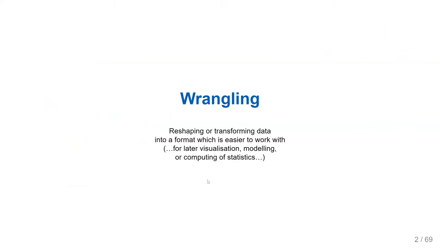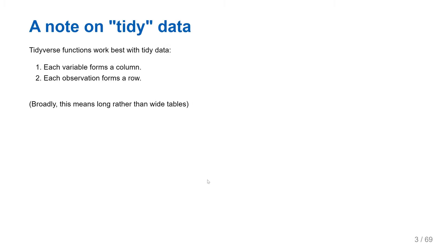Cool, so wrangling refers to reshaping or transforming data into a format which is easier to work with so that you can later do visualizations, plotting, modeling, computing of statistics, that kind of thing. It's kind of the first or the second step. As an analyst, your first step might be to actually get the data and then get into a format where you can actually read it in R, but I would say the second step is definitely exploration and wrangling. So we're going to do that today.